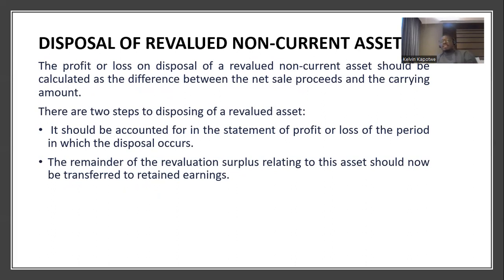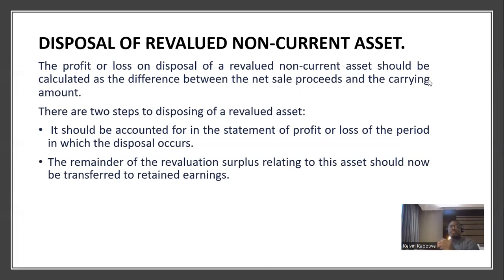Then lastly, now let's deal with the disposal of a revalued non-current asset. All right. So the profit or loss on disposal of a revalued non-current asset should be calculated as the difference between the net sale proceeds and the carrying amount. Okay.